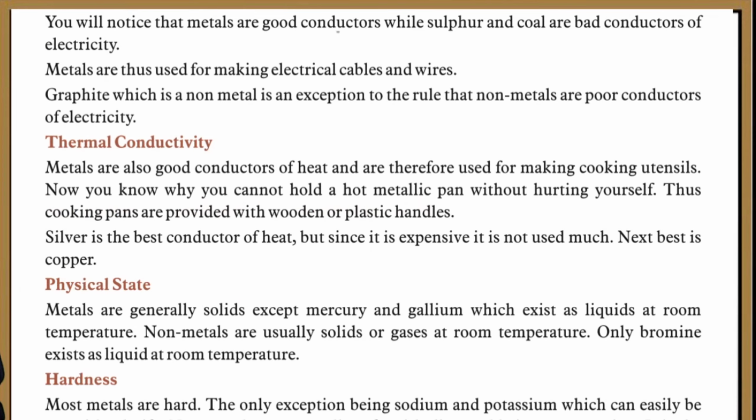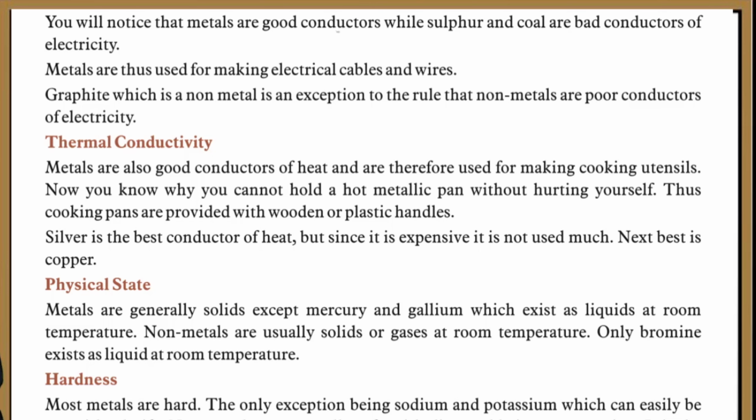You will notice that metals are good conductors while sulfur and coal are bad conductors of electricity. Metals are thus used for making electrical cables and wires. Graphite, which is a non-metal, is an exception to the rule that non-metals are poor conductors of electricity.